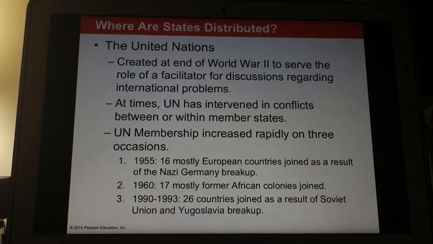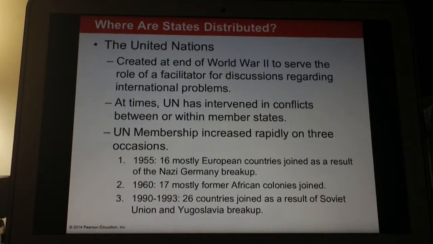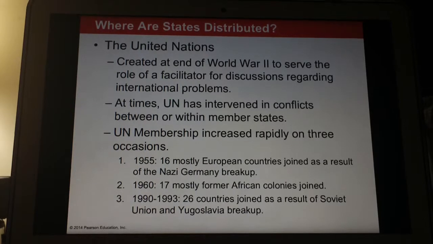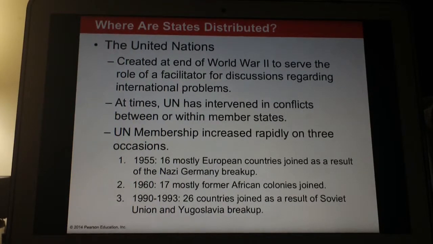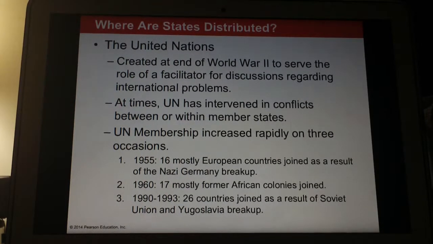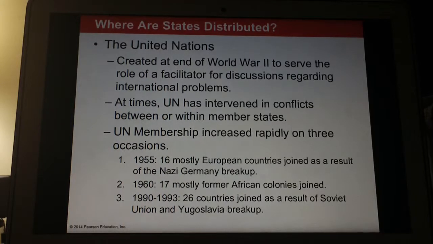The United Nations was created at the end of World War II to serve the role of a facilitator for discussions regarding international problems, and at times the UN has intervened in conflicts between or within member states. UN membership has increased rapidly on 3 occasions. The first of these was in 1955. 16 mostly European countries joined as a result of the Nazi Germany breakup.